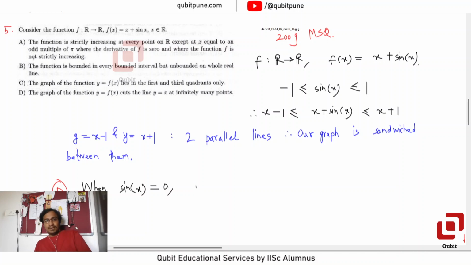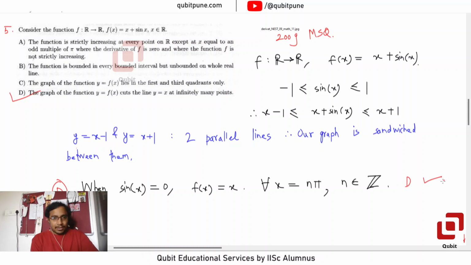Option D. Now look, when sin x is 0, I can say that f of x is equal to x. And this is true for all x which are integral multiples of pi. So the graph is going to cut the line y equal to x at infinitely many points. We actually know them, where x is n pi and y will also be n pi. So option D is correct.